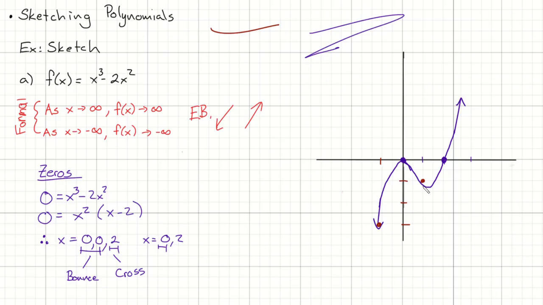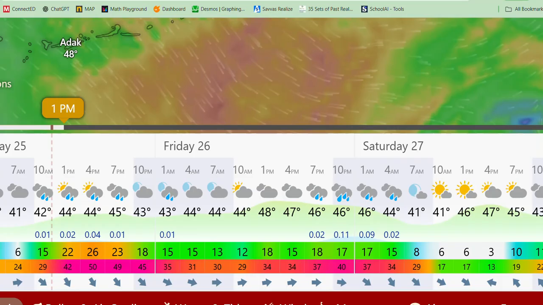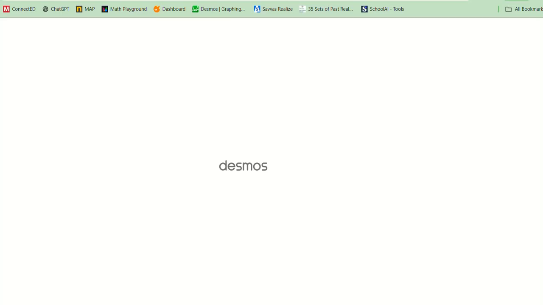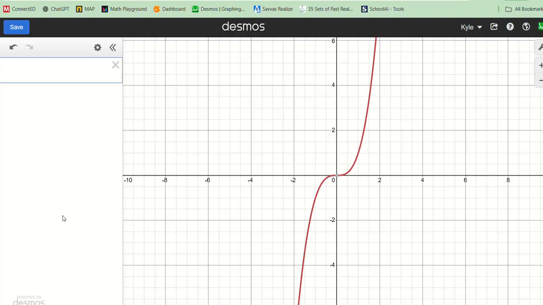Because maybe we're close, and I don't know what it does in here. If we wanted to pick 1.5, we could. But let's just check. X cubed minus 2x squared. All right. Desmos. X cubed minus 2x squared.